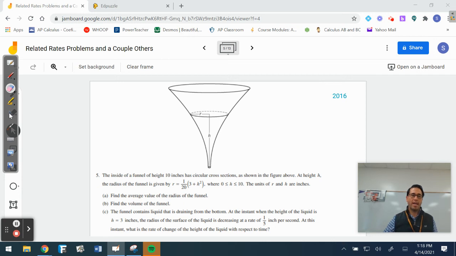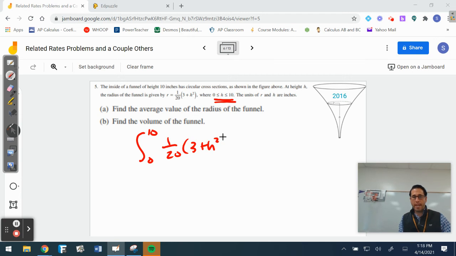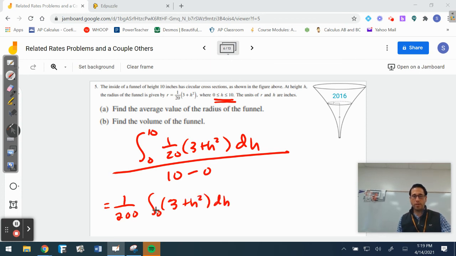Now, I'm hoping you guys hit pause and tried it on your own. But average value is just the integral from 0 to 10 of the radius over the interval. So that's all you got to do for this one. Now, did they want to test your ability to do simple math on this one? I would probably bring the 1 over 20 out. And if I bring the 1 over 20 out, there's already a 10 down there, that'd be 1 over 200. Integral of 3 plus h squared dh, and I'm going to do it from 0 to 10.